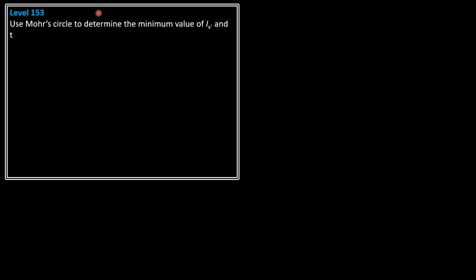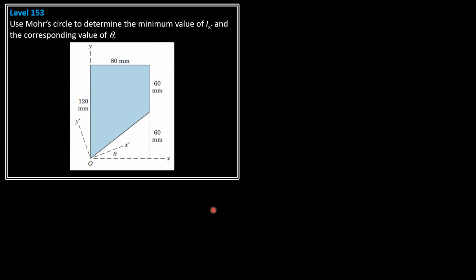Level 153, use Mohr circle to determine the minimum value of Ix prime and the corresponding value of theta. So here is the given figure.